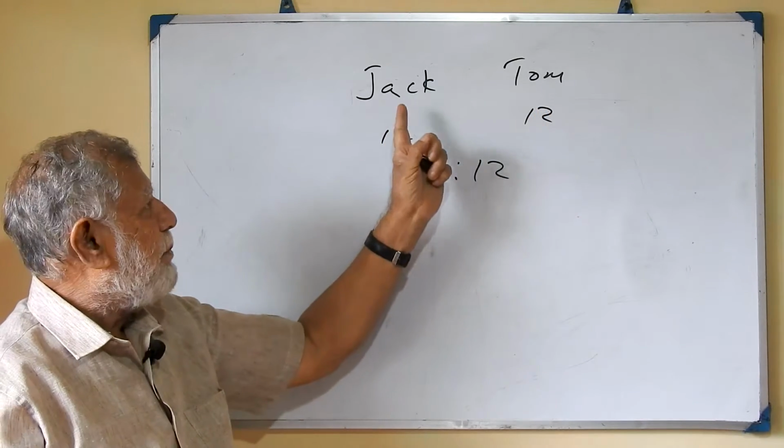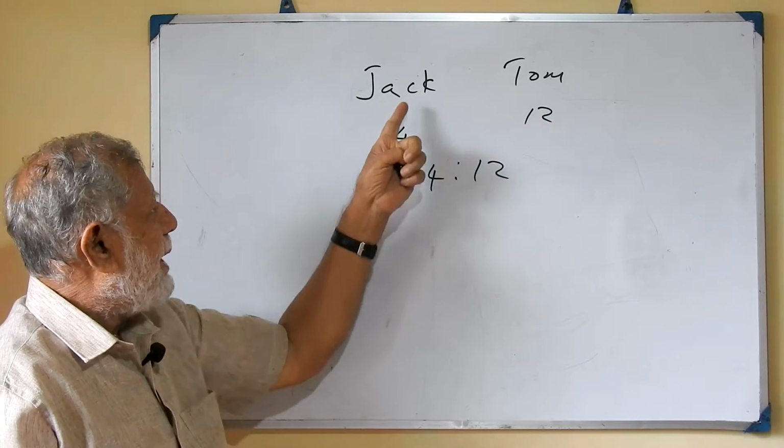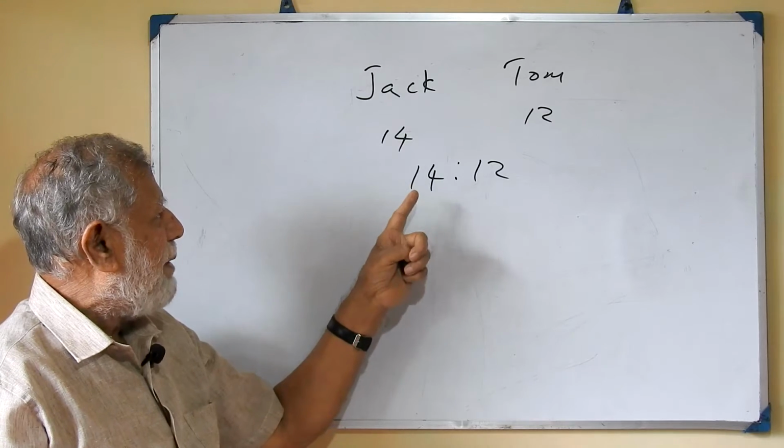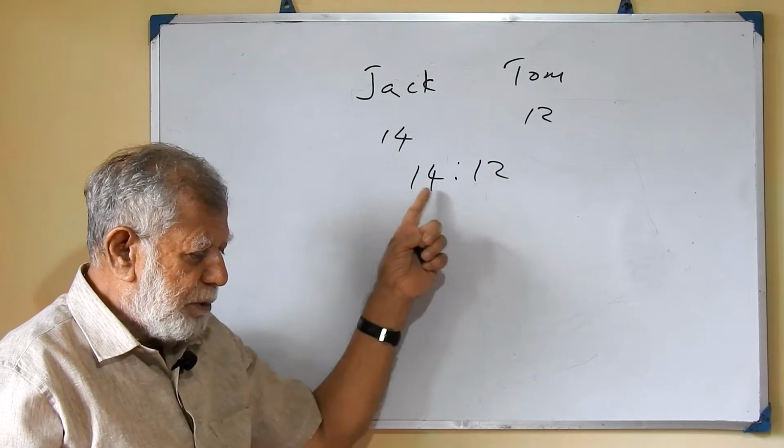So when you compare Jack's age to Tom's age, it is 14 is to 12. We must get in order. Jack we are mentioning first, so we have to write that number first. So Jack's age to Tom's age is 14 is to 12.